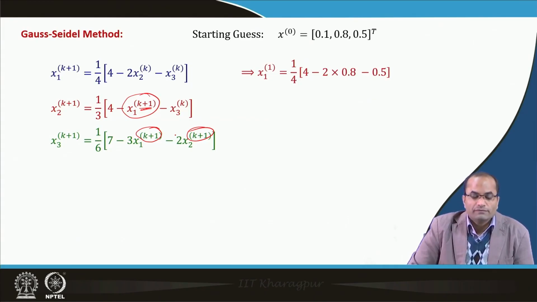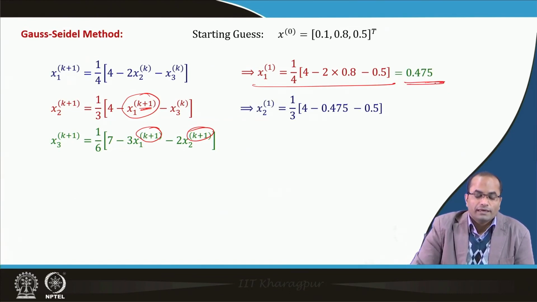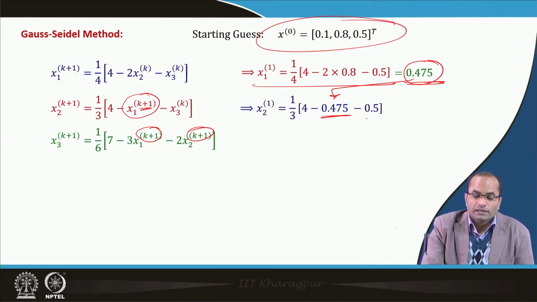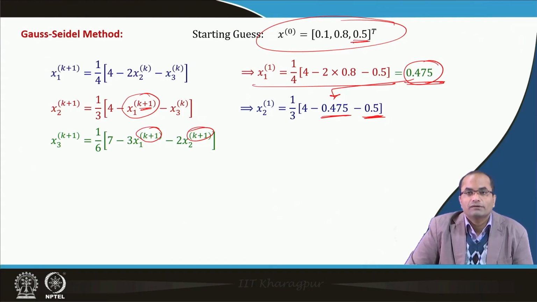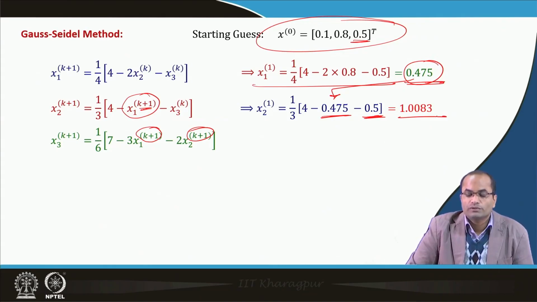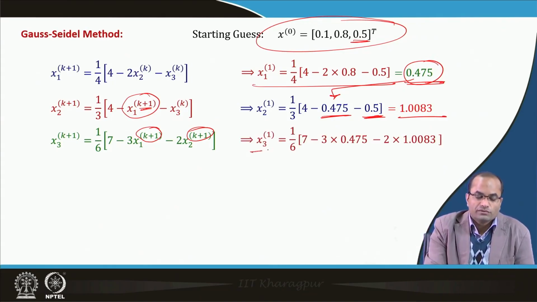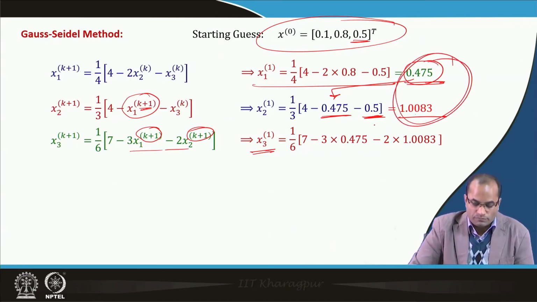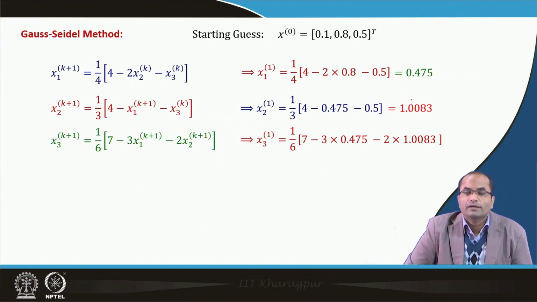here now k plus 1, and this x 1 and x 2 both will be using the k plus 1th values. So, starting with this guess, the same evaluation as in the Jacobi, 0.475, and then the next one there will be a change here, that x 1 now will use this value instead of the value from the 0th iteration or the initial guess, and this 0.5 naturally will come from this initial guess because it is not available yet, and the value is 1.0083. For x 3, both x 1 and x 2 values will be used now from this iteration, which we have already evaluated.